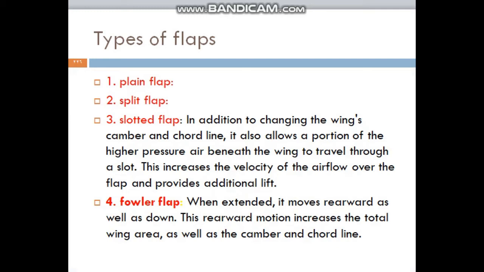The last type of flaps, Fowler flap. When extended, it moves rearward as well as down. This rearward motion increases the total wing area as well as the camber and chord line, and this type is used today on commercial aircraft.